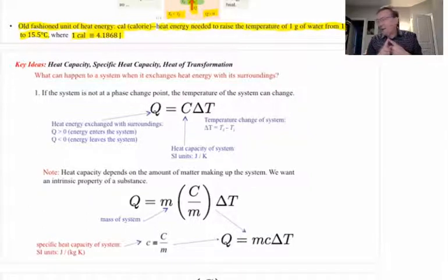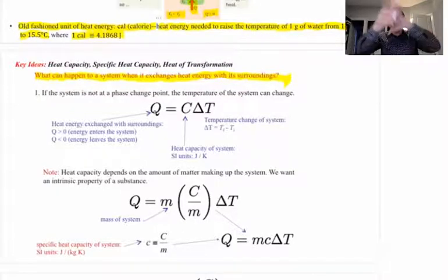But we're going to talk about heat capacity, specific heat capacity, and what's called heat of transformation. So let's start with a kind of overarching question. What can happen to a system when it exchanges heat energy with its surroundings? This is going to happen quite frequently. We're going to have a system, it's going to have surroundings, environment, and it's quite likely that there's going to be an energy exchange as heat, Q, between system and environment. What kinds of things do we observe happen to the system?